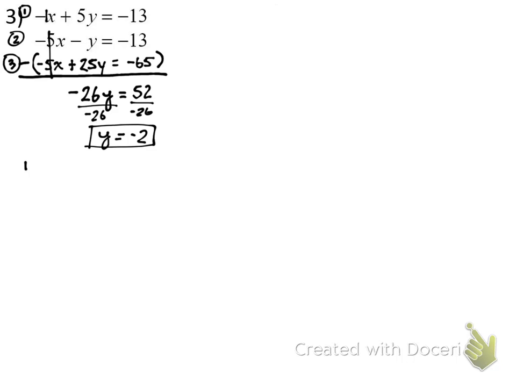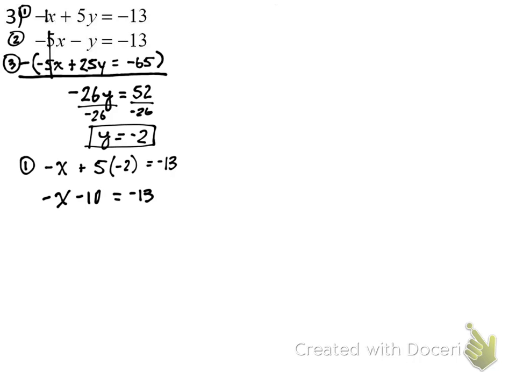Now let's plug it back into an equation. Which equation do I plug it into? 1, 2, or 3? Whichever one you like. Since 1 has similar numbers to 2, I'm just going to stick with 1. It doesn't really matter. So we've got negative x plus 5 times, and then instead of y, I'm going to substitute a negative 2 in, is equal to negative 13. So we've got negative x minus 10 is equal to negative 13.